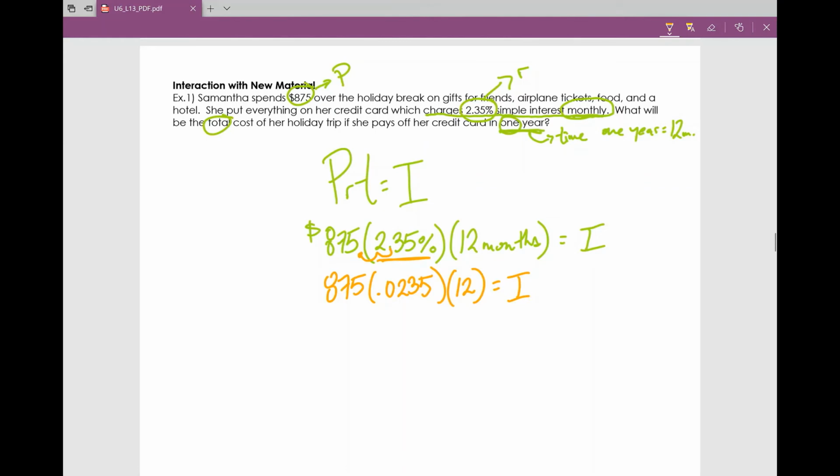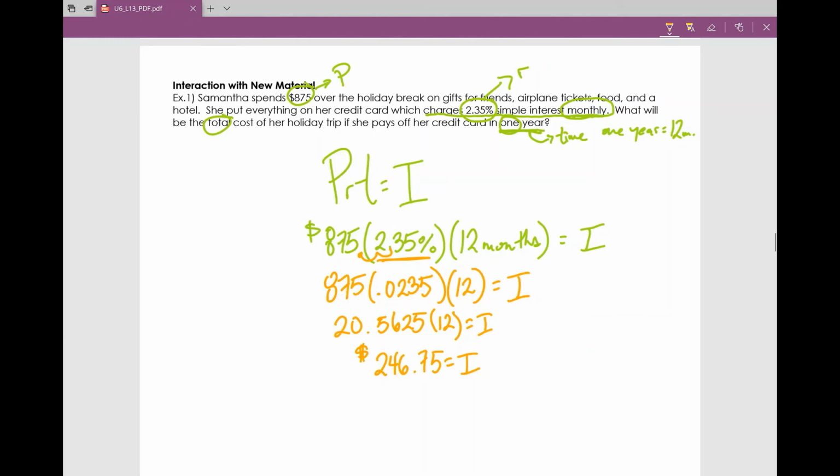So when I plug this into my calculator, I like to do it piece by piece. So we're going to do 875 times 0.0235, and we get 20.5625. And then we're going to multiply that by 12. When we multiply by 12, we get $246.75. And that's our interest.